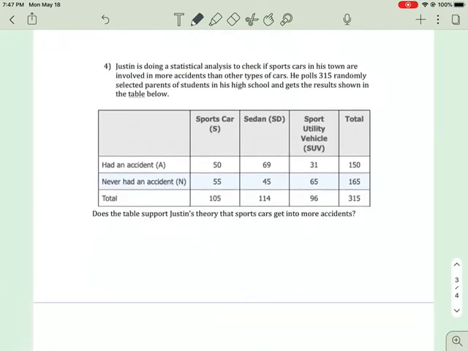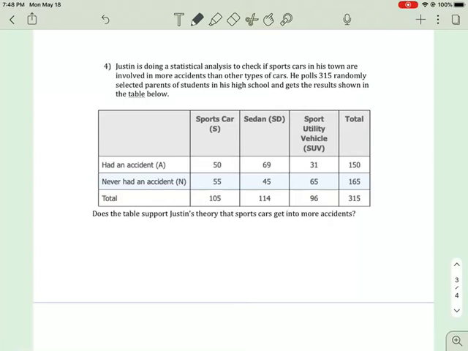Justin's doing a statistical analysis to check if the sports cars in his town are involved in more accidents than other types of cars. He polls 315 randomly selected parents of high school students and gets the result. And again, we have a table here with information. We have our total up and down. We have our total horizontally. We had sports cars, sedan, and SUVs, had an accident, and never had an accident.